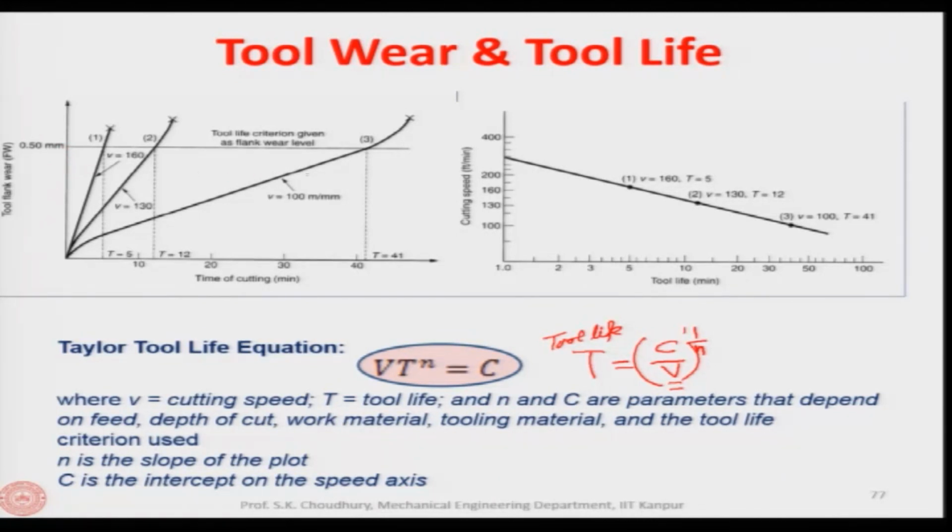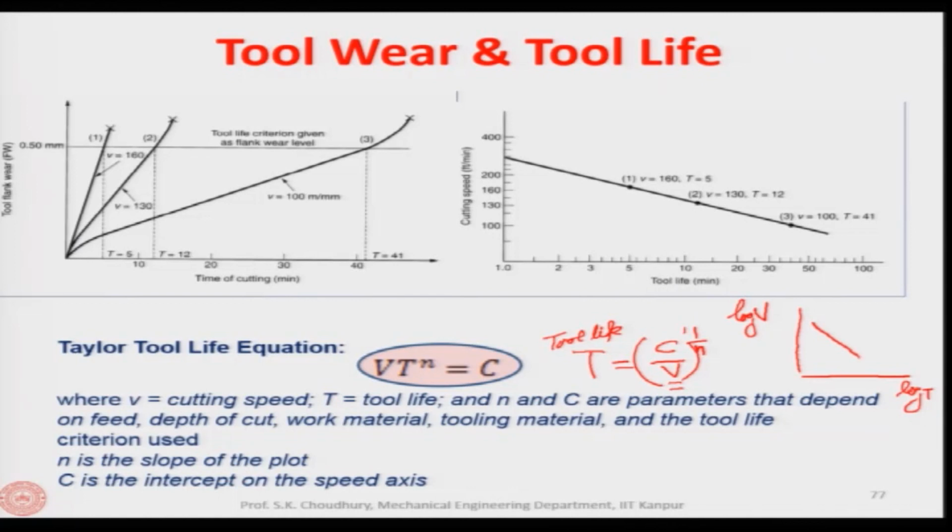So, at 0.3 millimeter we are drawing the line, and wherever that line is intersecting, that is the point which we can take as the tool life. Okay. So, if you draw the tool life versus the speed, it will be like this, let us say it is a log curve, t versus log v.